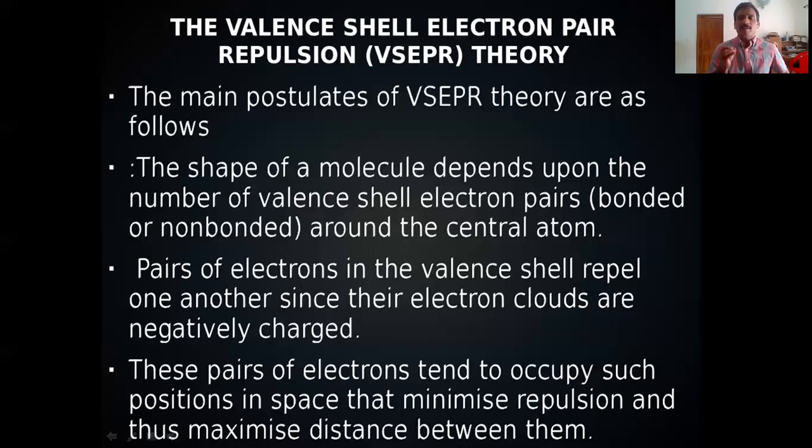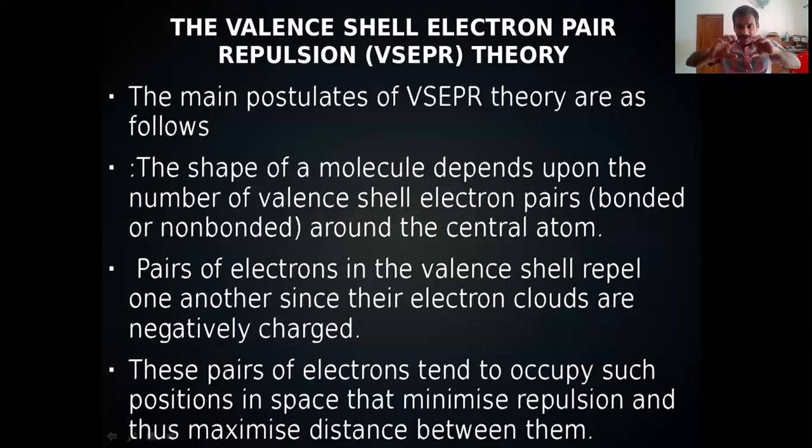Pairs of electrons in the valence shell repel one another since their electron clouds are negatively charged. So these electron pairs will repel each other. We know it. They are negatively charged, so they will repel each other. What is the third postulate? These pairs of electrons tend to occupy such positions in space that minimize repulsion and thus maximize distance between them.